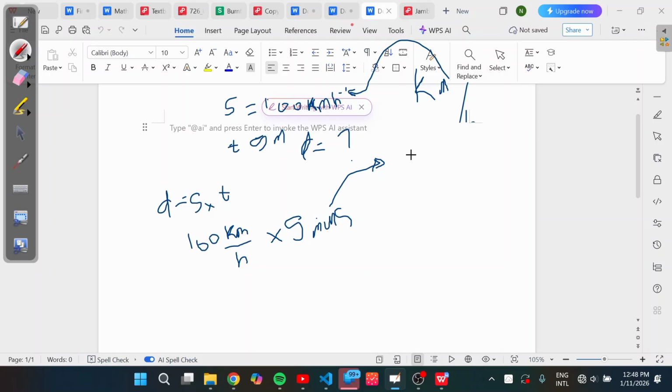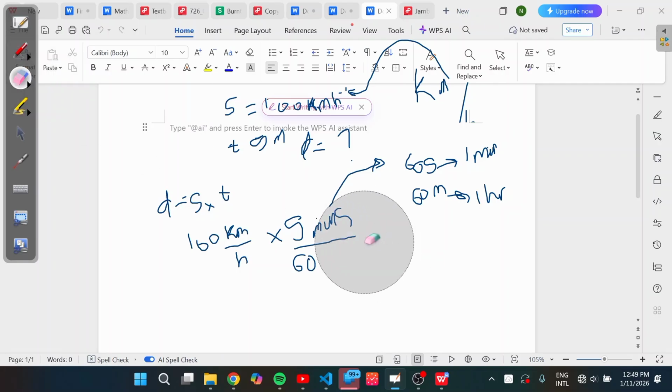So remember that little tune we used to make in primary school that goes something like: 60 seconds make 1 minute, 60 minutes make 1 hour. So how do we actually convert this from minutes to hours? So it's going to be 5 minutes all over 60.